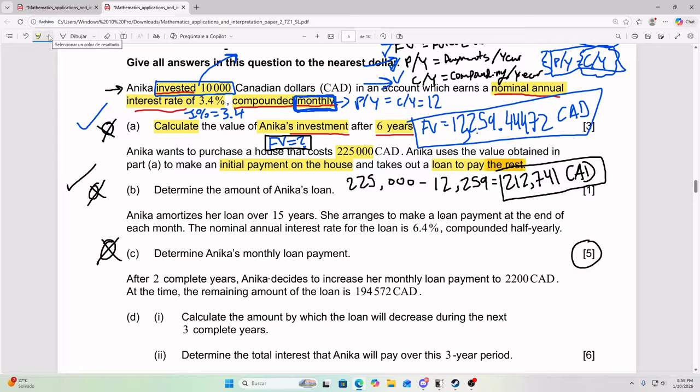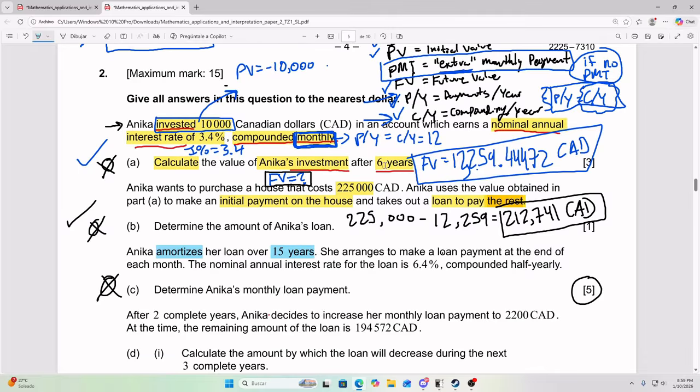Because Anika amortizes her loan over 15 years, which is already scary to hear. What the heck is amortize? Intuitively, just think about it as she's going to pay the loan over 15 years. So this is already a big hint. We're talking about 15 years. Earlier, it was 6 years.